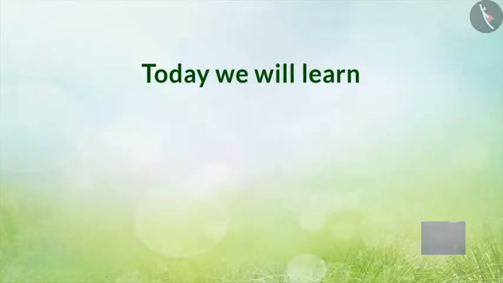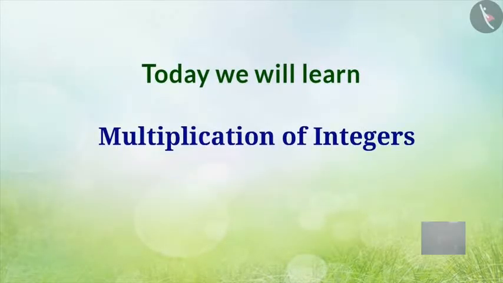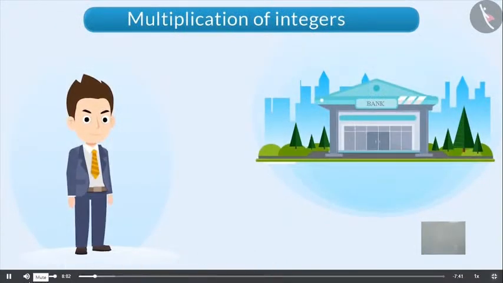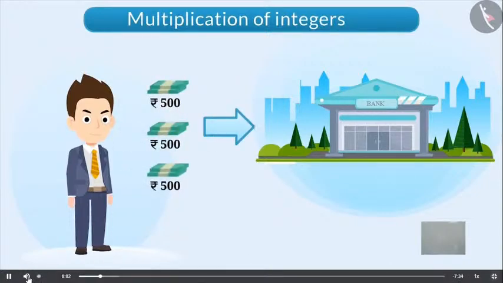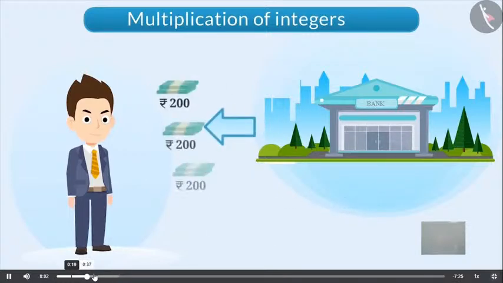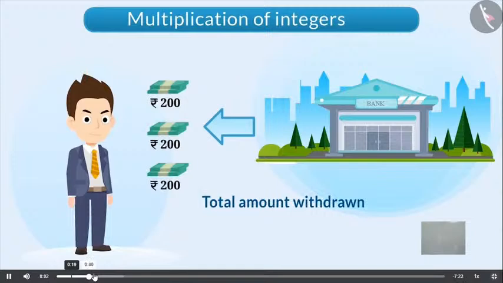Today we will learn about multiplication of integers. In many situations, it becomes necessary to find multiplication of integers. For example, if a person deposits 500 rupees for 3 times in a bank account, then the amount deposited can be found by the product of positive 3 and positive 500. Similarly, if he withdraws 200 rupees for 3 times from his account, then the amount withdrawn can be found by the product of 3 and minus 200.